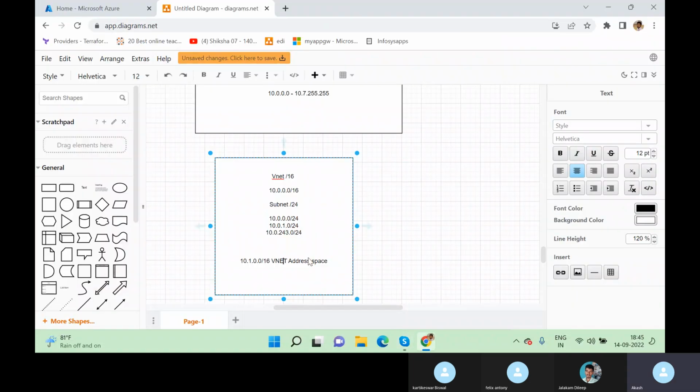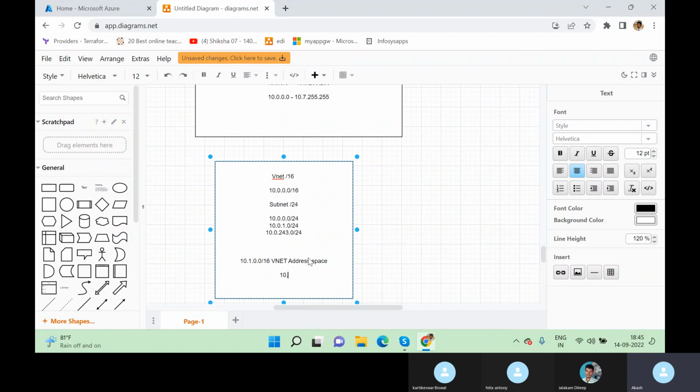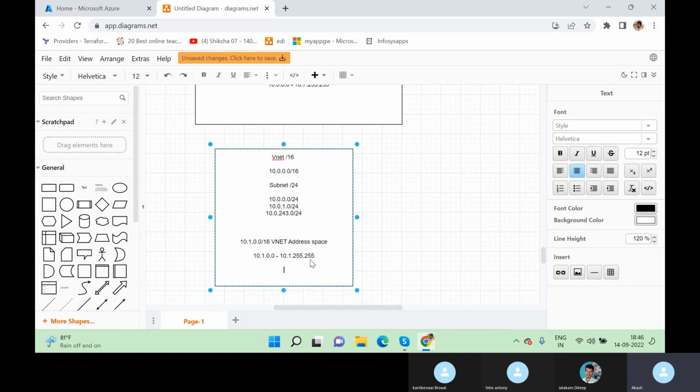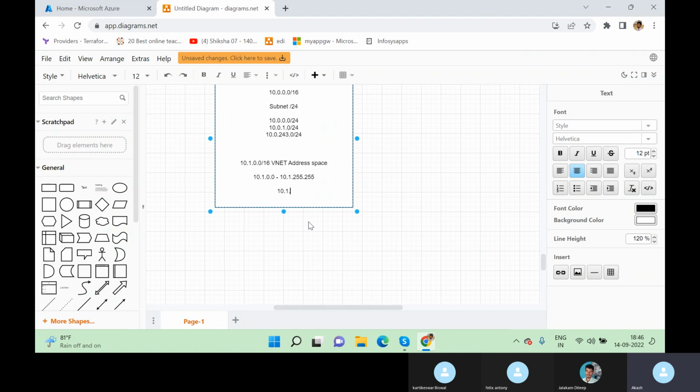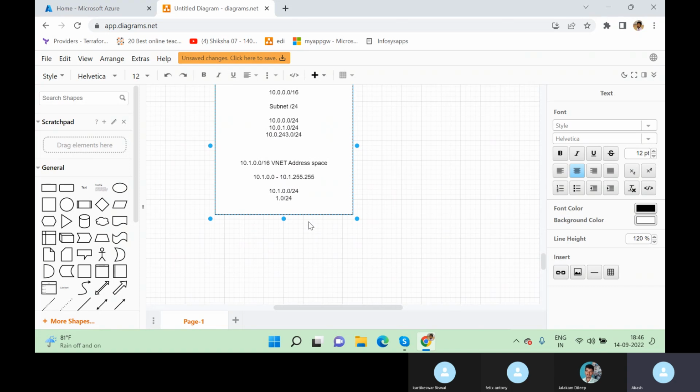So basically, my VNet address space is 10.1.0.0. What will be the range? 10.1.0.0 to 10.1.255.255. So you need to create subnets which are part of that. So it is going to be 10.1.0.0/24, 10.1.1.0/24, and so on till 10.1.255.0/24. So those are the subnets which are available for me for this given VNet address space. This is how you create a VNet and how you create a subnet.